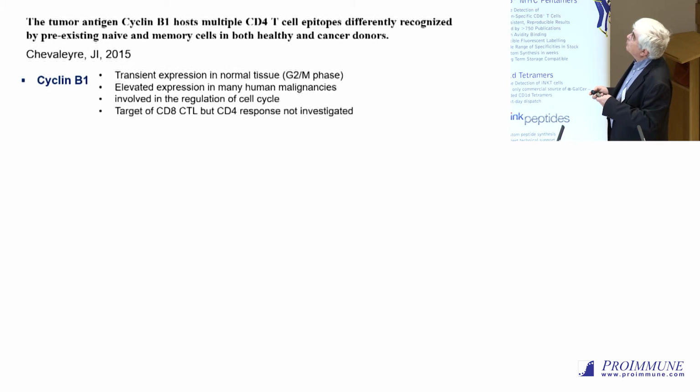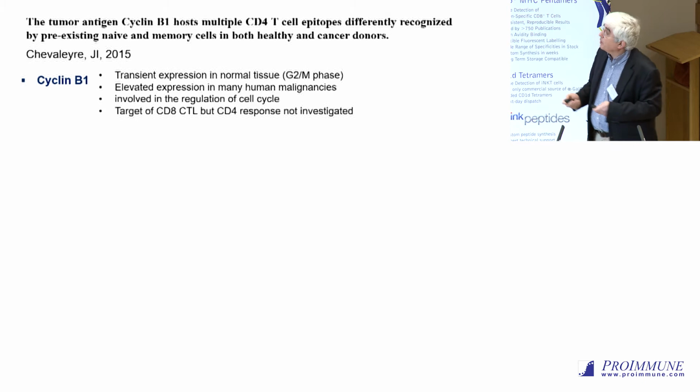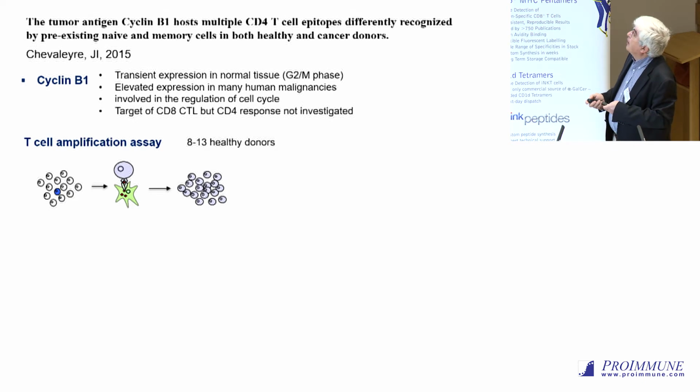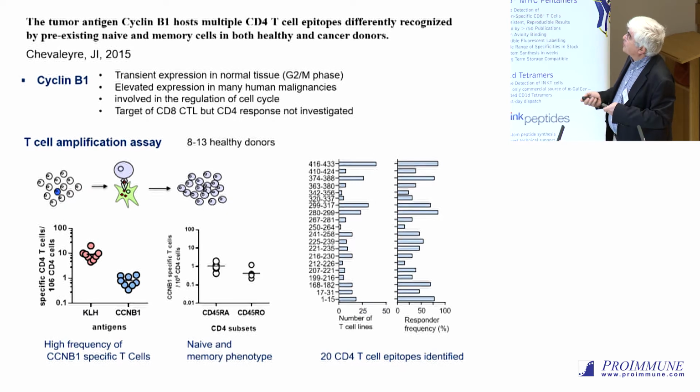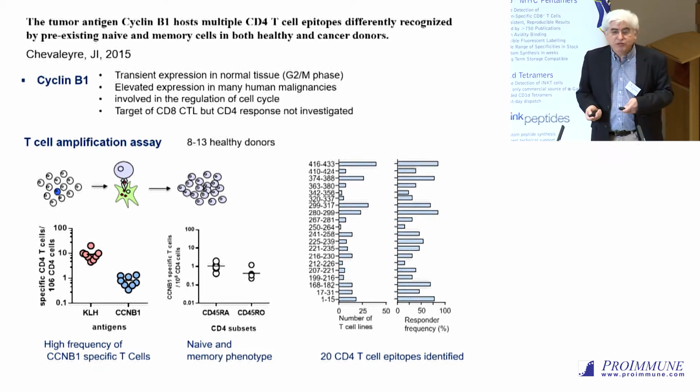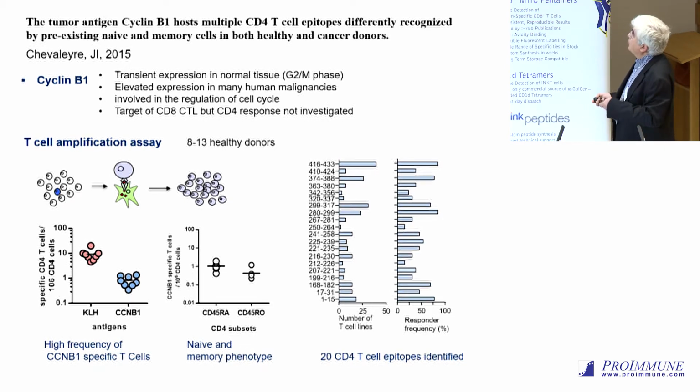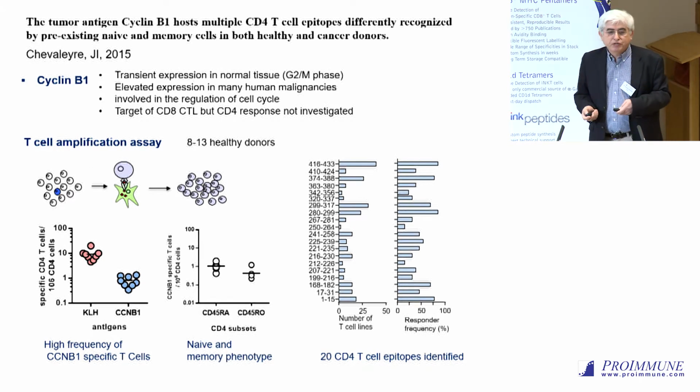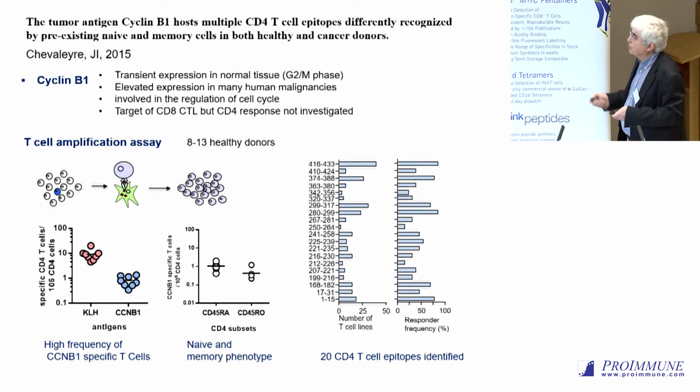So it has already been proved to be relevant, as CD8 CTL have been demonstrated against cyclin B1, and so we investigated the CD4 response. And we applied again the T-cell amplification assay. And again, when we do this with cyclin B1, we find a very good frequency of CD4 cells. You see around 1 cell per million cells. We find that they have both naive and memory phenotype again. And finally, we identify more than 20 different CD4 T-cell epitopes in this protein. It's a very huge protein.